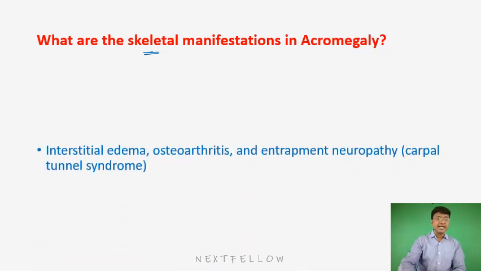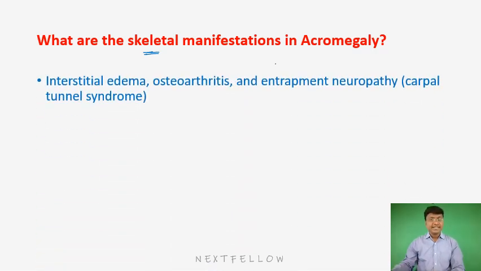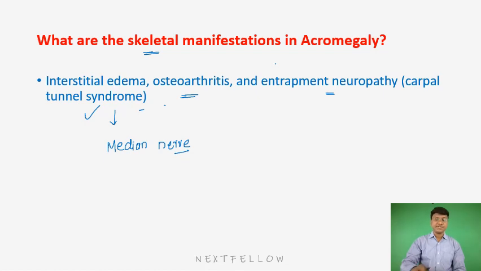But apart from that, the other skeletal manifestations include the development of osteoarthritis and entrapment neuropathy. So because the soft tissue surrounding the nerve gets compressed, that will make the individual develop what is called carpal tunnel syndrome. So in patients with carpal tunnel syndrome, there will be compression of the median nerve. These are the skeletal manifestations in patients with acromegaly. Next.